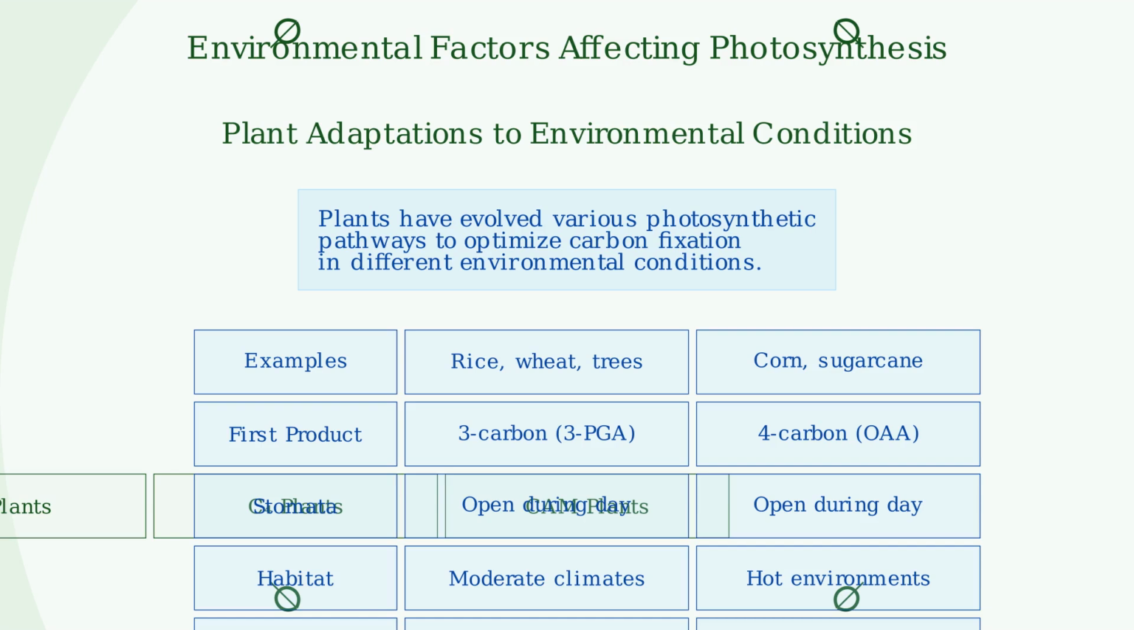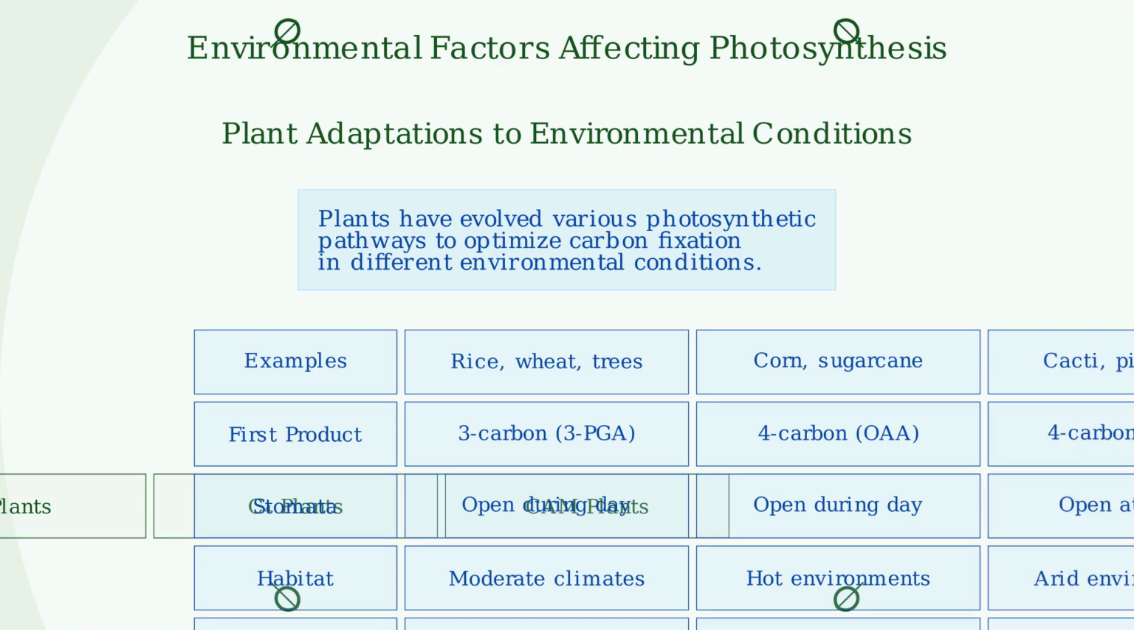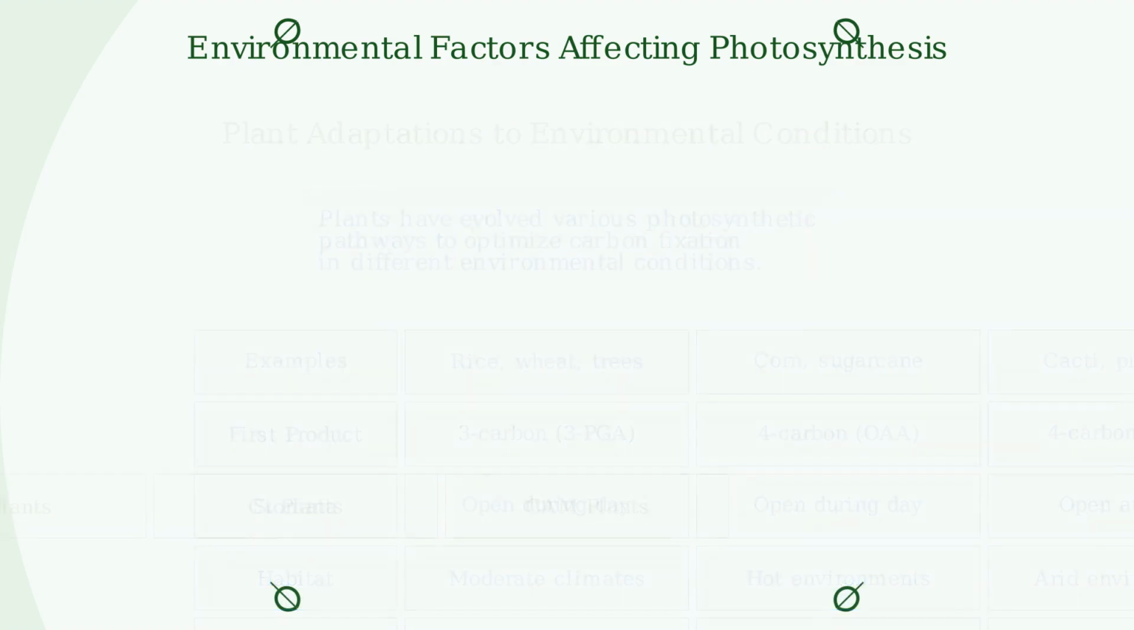C4 plants like corn and sugarcane have evolved a specialized anatomy that concentrates carbon dioxide around rubisco, reducing photorespiration and improving efficiency in hot environments. CAM plants such as cacti and pineapples open their stomata at night to collect carbon dioxide, storing it for use during daylight. This dramatically reduces water loss in arid environments. These diverse adaptations demonstrate how plants optimize photosynthesis in response to environmental challenges, ultimately ensuring their survival and success across different habitats.